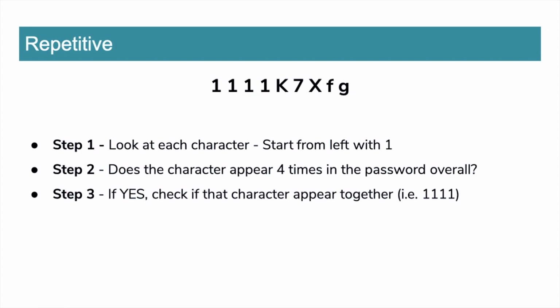Third, if it is repeating 4 times, in this case it will look at 1. It will check whether overall there are 4 occurrences of the character 1. Does the character 1 appear at least 4 times in the password? Yes, it does. It appears here, here, here, and here. Now, if that happens, we have to check if that character is appearing together, example 1111. So whether it is consecutively repeating, that's what we have to check. If that case is true, then we have to raise an error saying that you do have consecutively repeating characters in the password and hence it is not allowed.